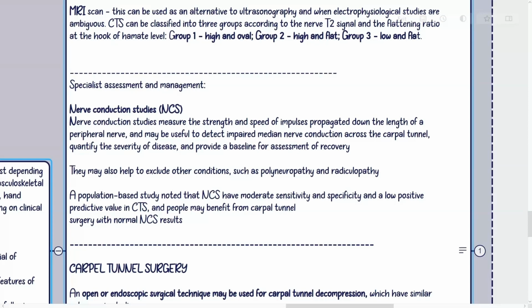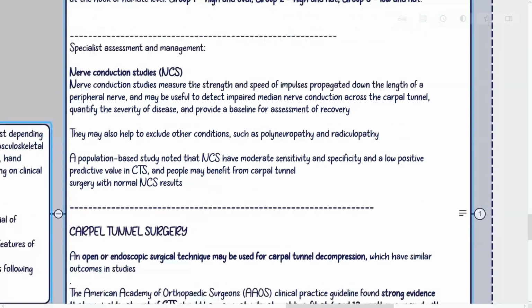They may also help to exclude other conditions, such as polyneuropathy and radiculopathy. A population-based study noted that NCS have moderate sensitivity and specificity and a low positive predictive value in carpal tunnel syndrome. And people may benefit from carpal tunnel surgery with normal NCS results.